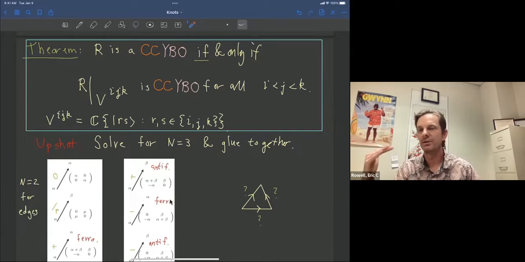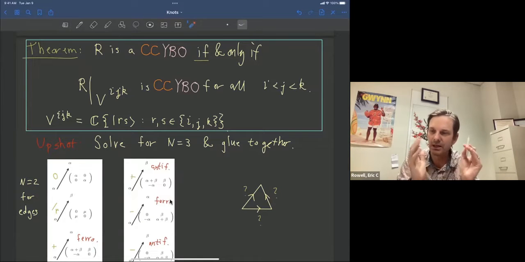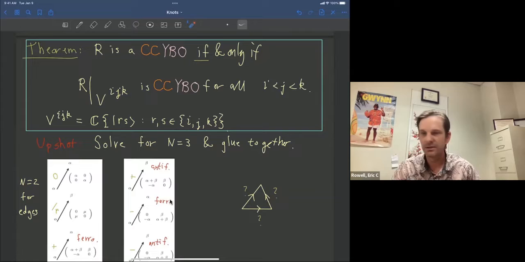So one direction of this is really obvious. If you restrict, yeah, it's going to work. But the amazing thing is that if you simply go through and check it for all triples i, j, k, and it is a charge conserving Yang-Baxter operator, then the whole thing will be. Okay. So that's really kind of remarkable that you only need to check the case of n equals 3, basically.